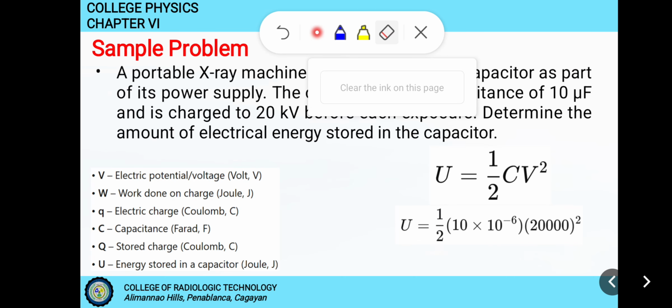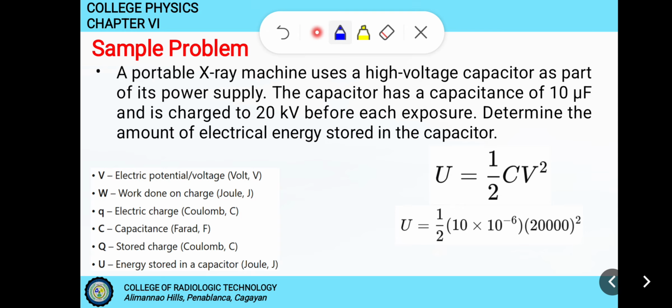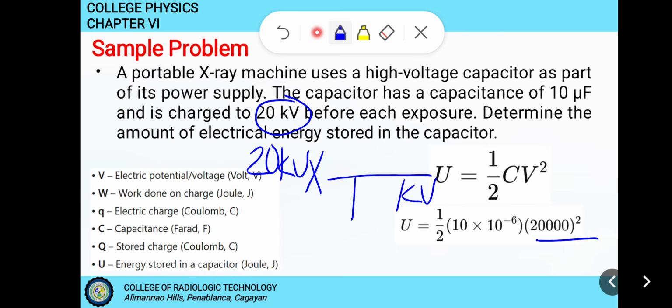Now, how about our kilovolts here? Of course, this kilovolts here must be converted into volts in order for us to proceed with the substitution. 20 kilovolts times, this is in kilovolts. Okay, we have 1 kilovolt is equal to 1,000 volts. Take note that 1 kilovolt is always equal to 1,000 volts. Canceling kilovolts, that will give us 20 times 1,000. That will give us 20,000.